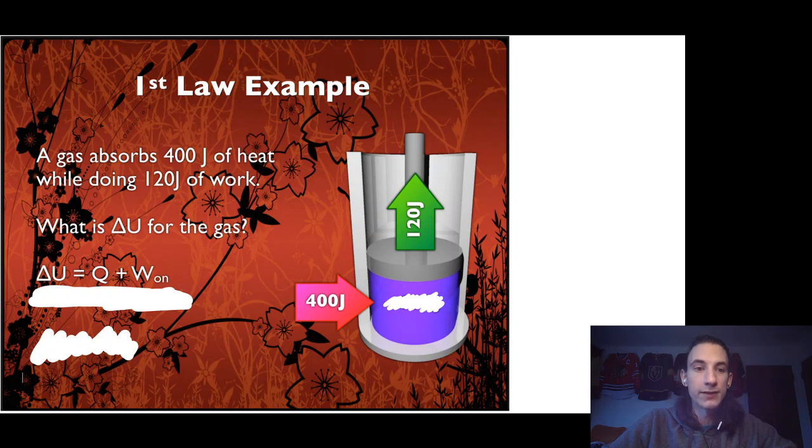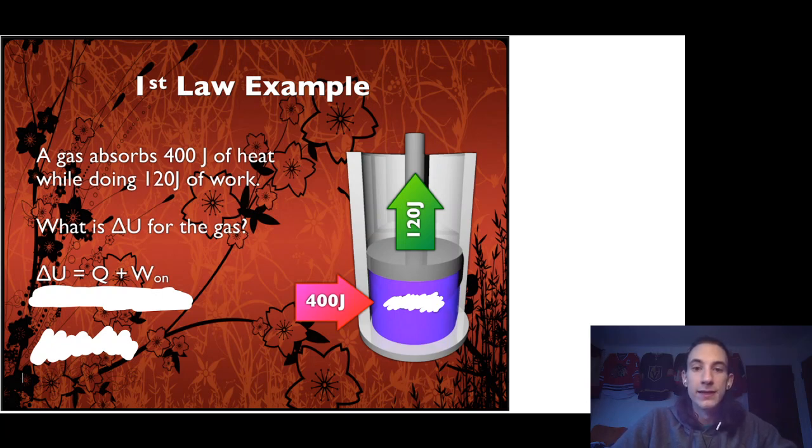So really quickly, let's give the first law a little try. Let's see how we can do with this. Let's say a gas absorbs 400 joules of heat while doing 120 joules of work on the environment. What is the change in internal energy for the gas? Give this a quick go, give it a quick thought, and then we'll pick it right back up in a second.